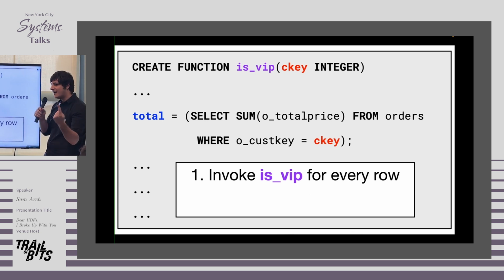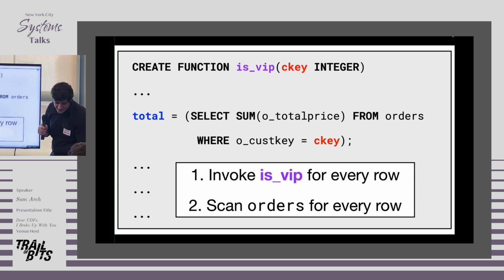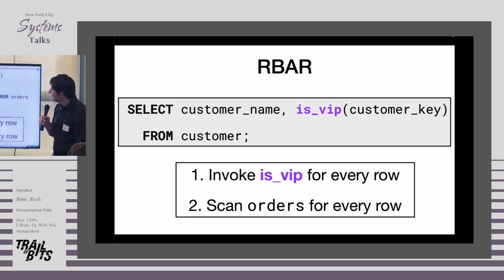And then it's going to reach this SQL query inside of the UDF, and this SQL query is going to scan the entire orders table, accumulating the total amount of money spent on orders for this specific customer. So if you don't have an index on this column in the orders table, you're going to scan the whole orders table, and that's just for customer 1. So you can imagine that if you're doing this for every single customer, then for every single customer, you're calling this UDF. And then every single time you call the UDF, you're scanning the entire orders table.